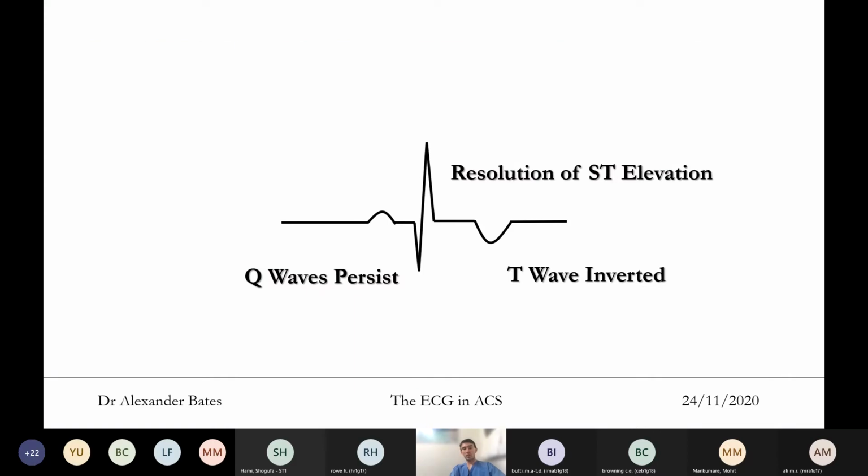And then resolution of ST elevation. If we've got to this point, we have a Q wave, there's no ST elevation, the myocardium has died. This is the point where there's no myocardium salvageable. Of course, at this point, often patients find that they haven't got any chest pain anymore because that part of the myocardium that was infarcting has now infarcted. So there's no lactic acid there. The piece of tissue is dead and they don't have any pain anymore.